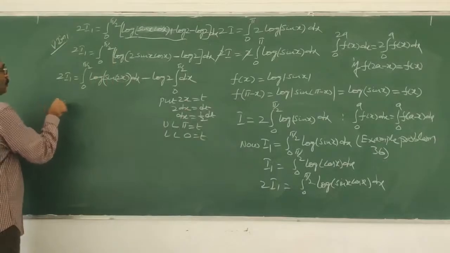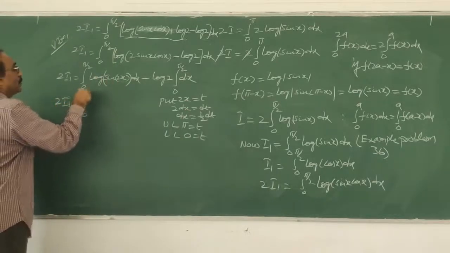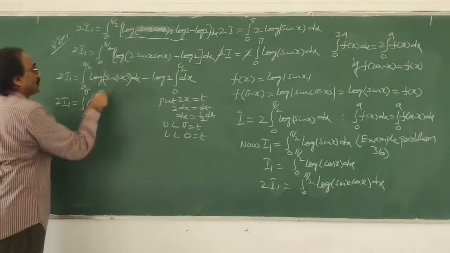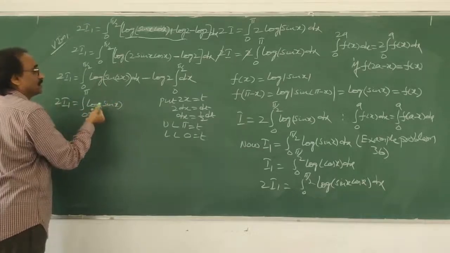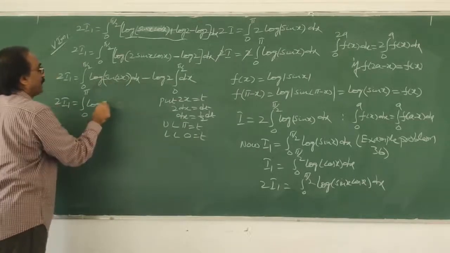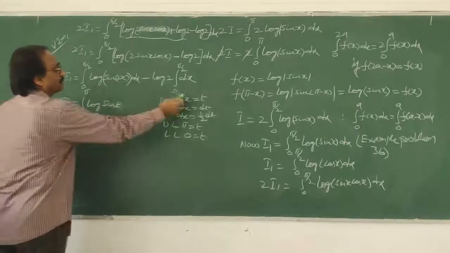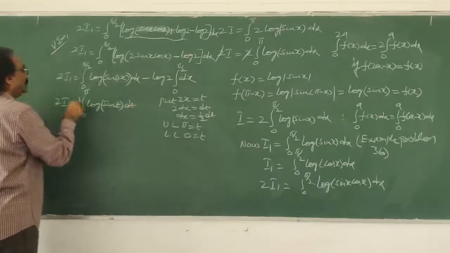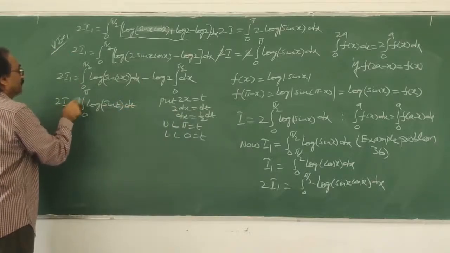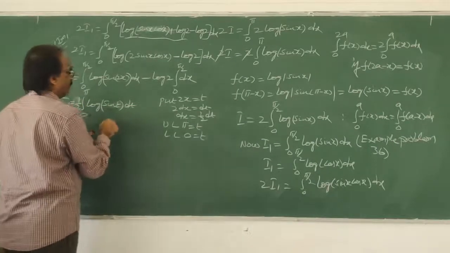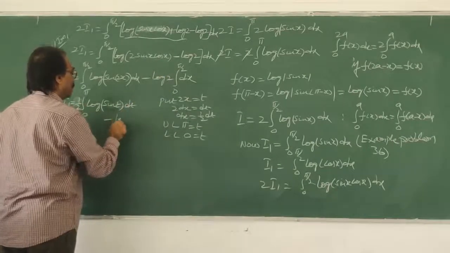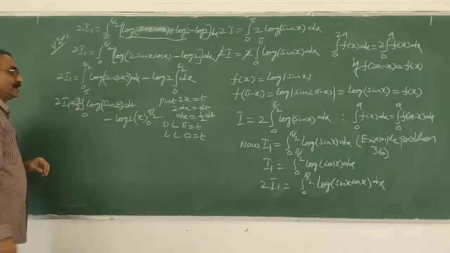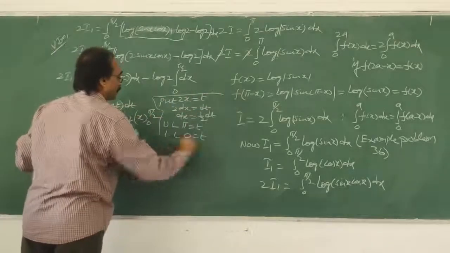Now I'll write 2I1 is equal to integral 0 to pi, log of sin 2x, and 2x is nothing but t, so log sin t. What is dx? Half dt. The dt will be here, half outside. Minus, because this one I want to write, minus log 2 into integral dx from 0 to pi by 2. Correct? Okay.